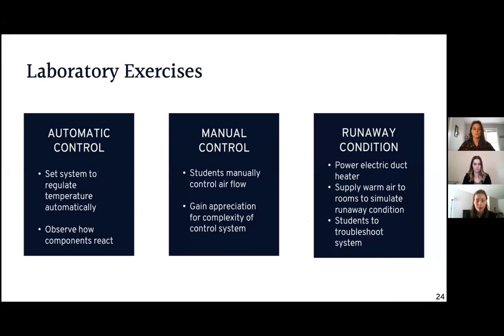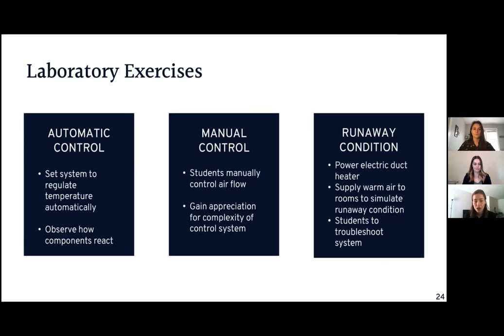The first being automatic control. So the system can be set to regulate the temperature automatically based on the set point temperatures in the miniature rooms. Students can then observe how the airflow control boxes try to balance the system. And this simulates how a real building control system using variable air volume control would operate.